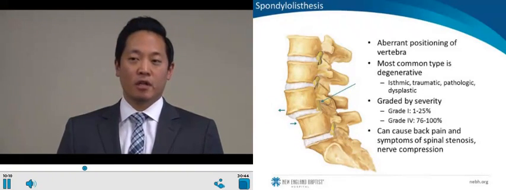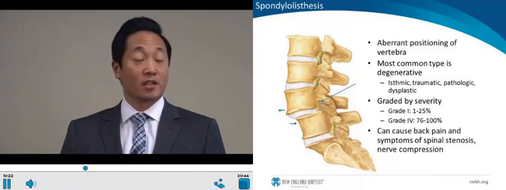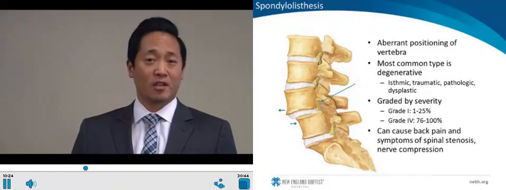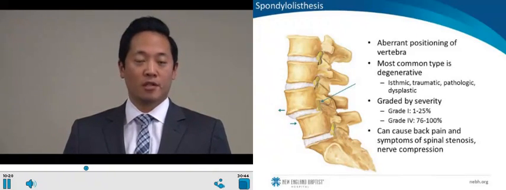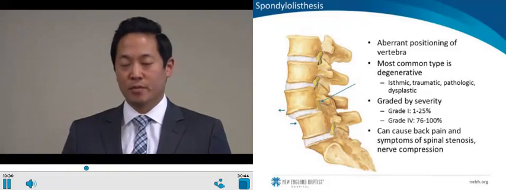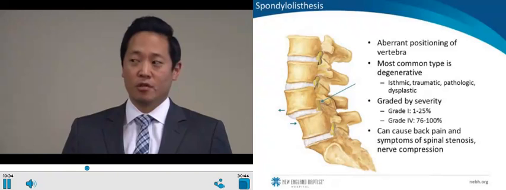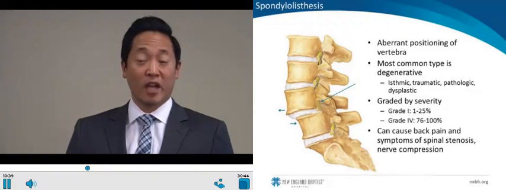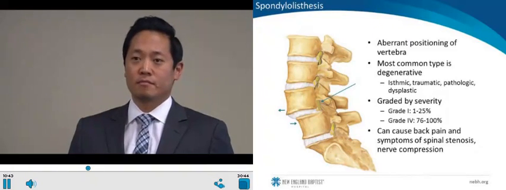The severity of spondylolisthesis is graded by the degree to which the bone has slipped. This is based on a percentage of the width of the bone below. Grade 1 is up to 25%. Grade 4 is up to 100%. Grade 5 would be a complete slip, also known as spondyloptosis. Spondylolisthesis can cause back pain as well as symptoms of spinal stenosis and nerve compression.